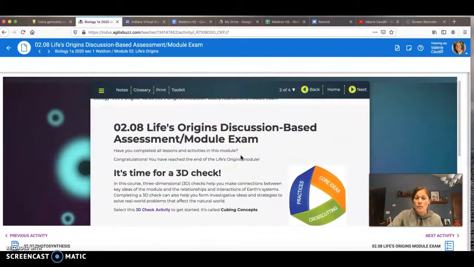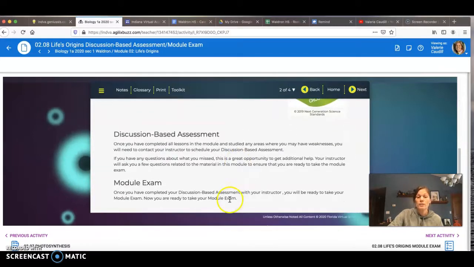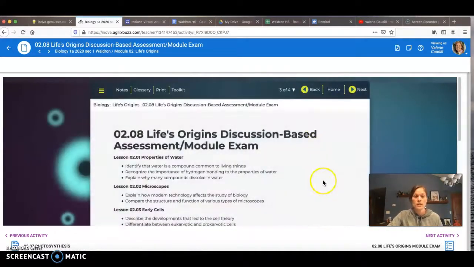Now this slide is all about that discussion-based assessment, and as I said, you're not required to do that. This sentence right here says, once you've completed your discussion-based assessment with your instructor, you are ready to take the module exam. Okay, you can jump right into that module exam. You do not have to contact me about a discussion-based assignment.